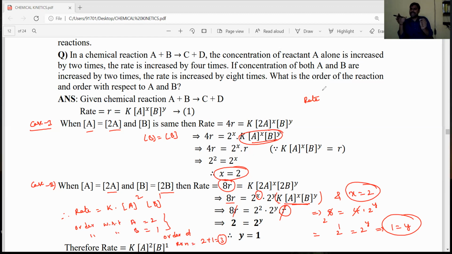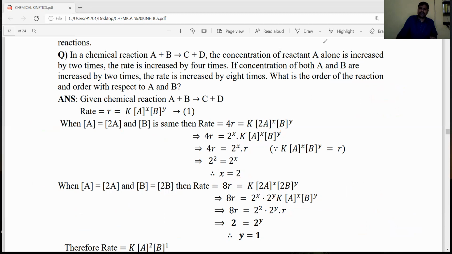So we have to express the rate law or rate expression. Use the first case to find the x value, and use the second case to find the y value. If you know the x and y values, the rate expression is K into concentration of A square into concentration of B power 1. Then the order of the reaction is 2 plus 1 equals 3. The order with respect to A is 2 and with respect to B is 1. This kind of reaction is very, very important. Okay, dear students.